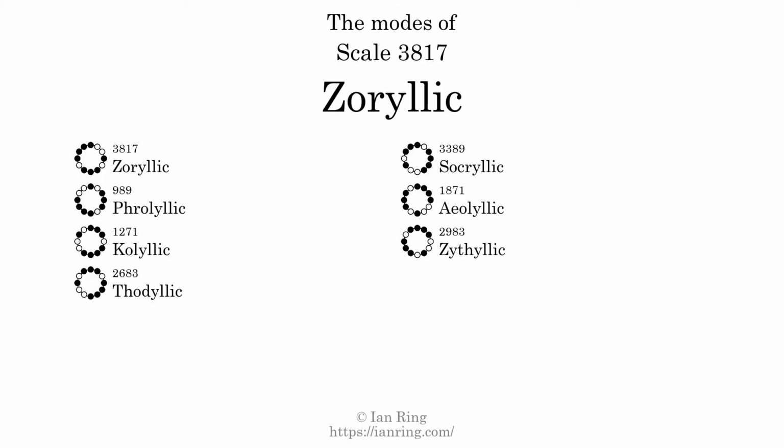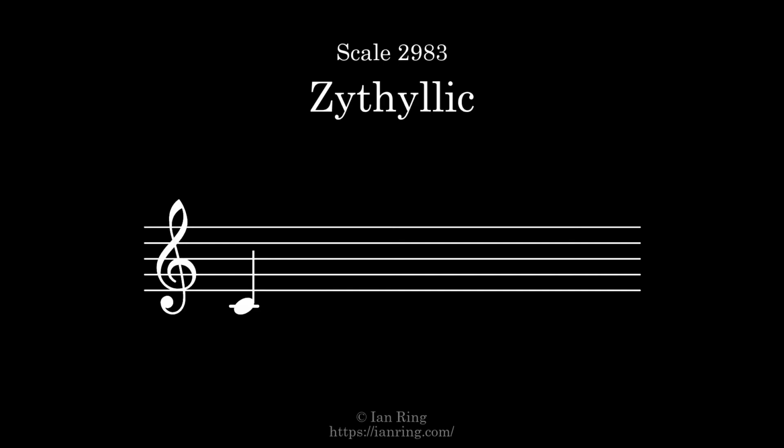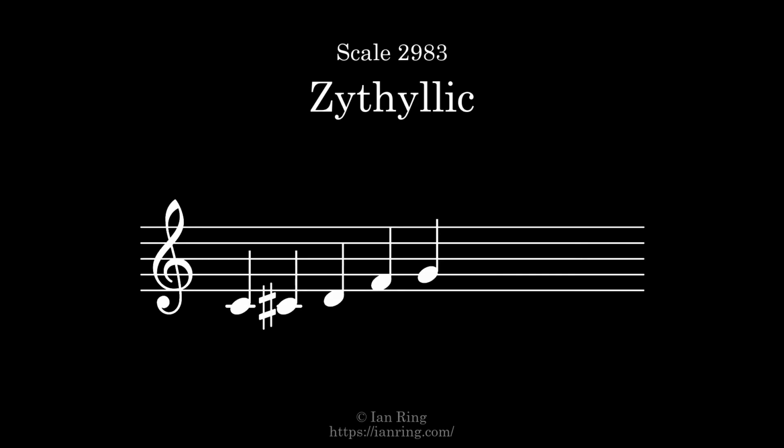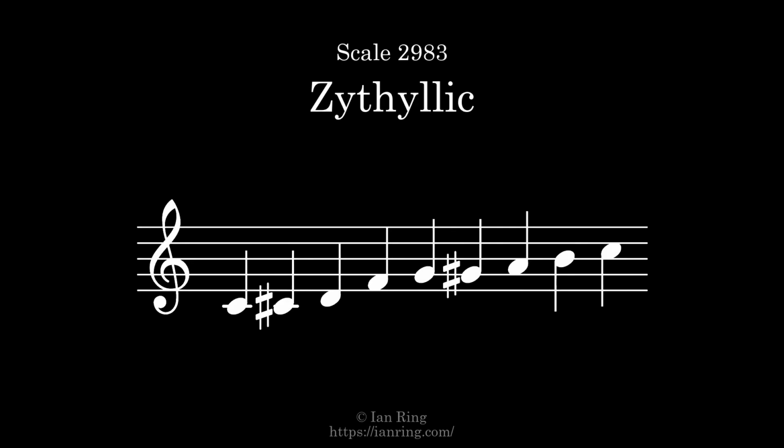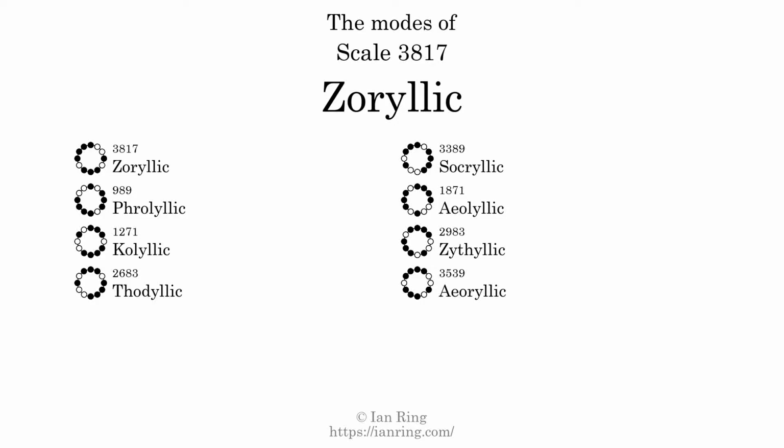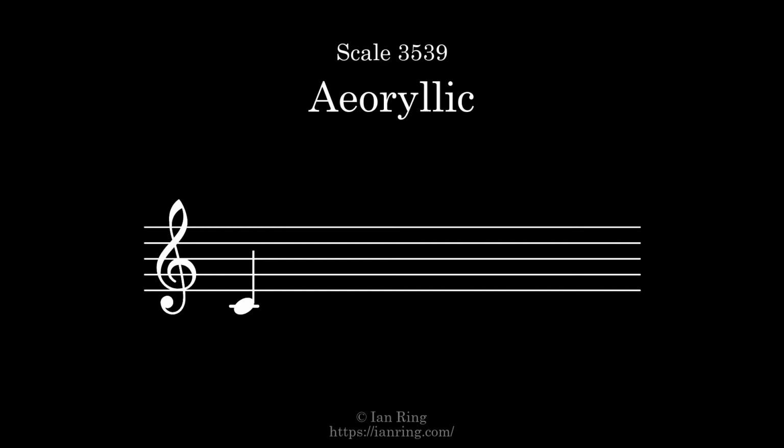The seventh mode is scale 2983, also known as Zoryllic. It sounds like this. The eighth and last mode is scale 3539, also known as Zoryllic. It sounds like this.